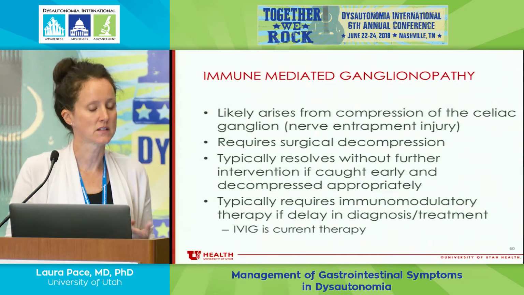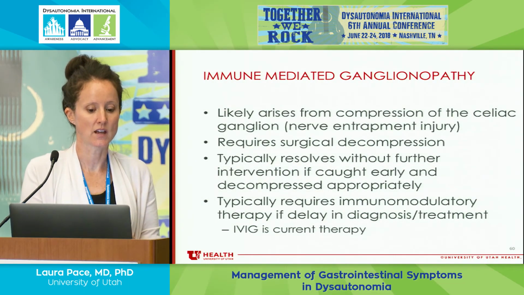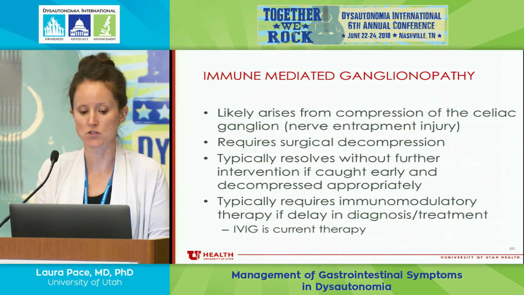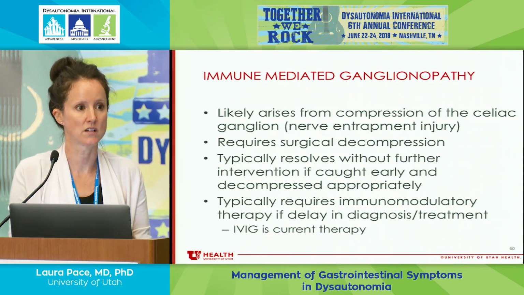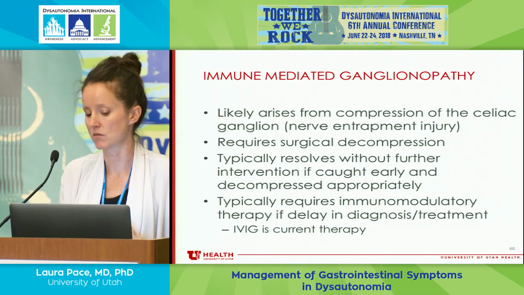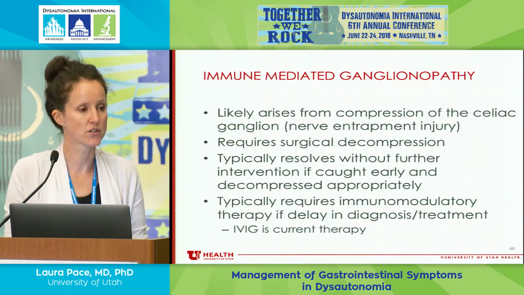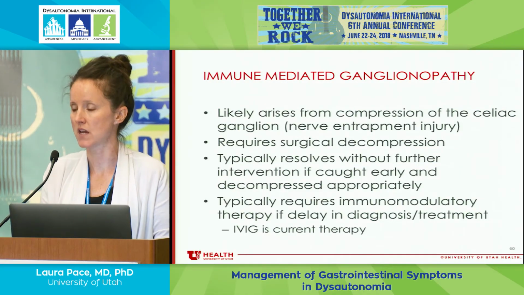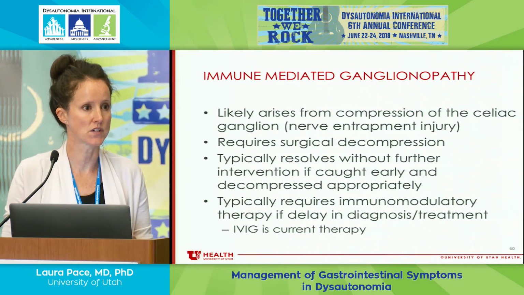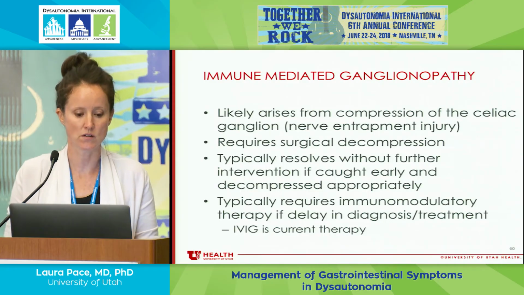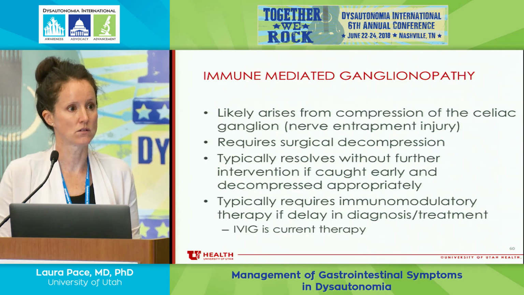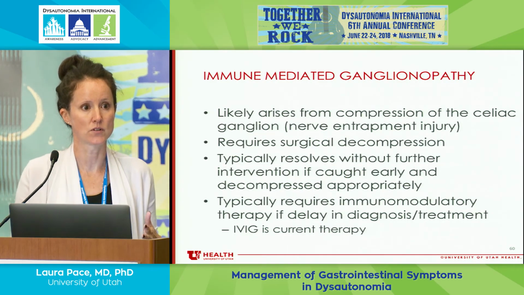So again, I think this likely arises from compression of the celiac ganglion and is synonymous with a nerve entrapment injury, and much like complex regional pain syndrome, can cause an ascending process that results in a systemic process such as dysautonomia. It requires surgical decompression. There's a huge amount of debate as to how that should actually be done. We're working on changing the protocols at our university so that we're not focusing on just compression of the artery. If it's found early and decompressed early, it typically requires no further intervention.